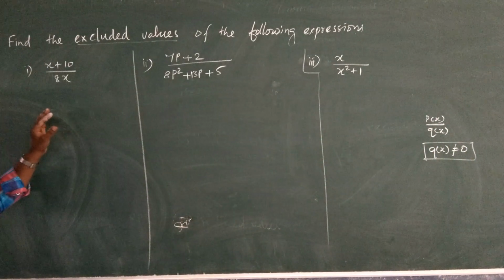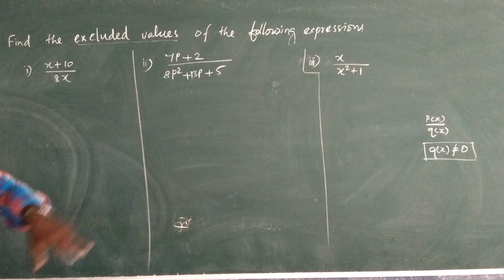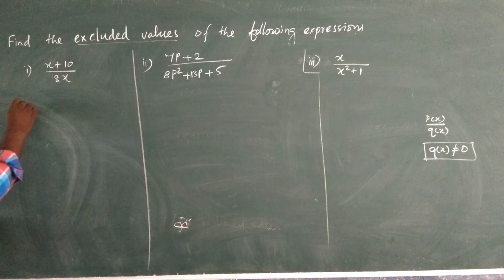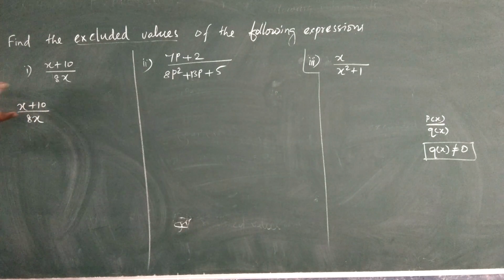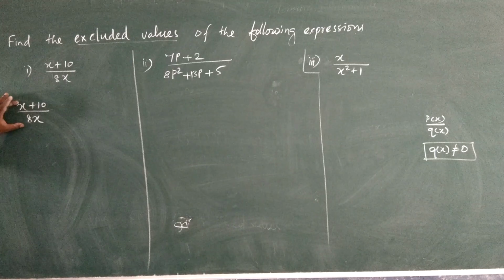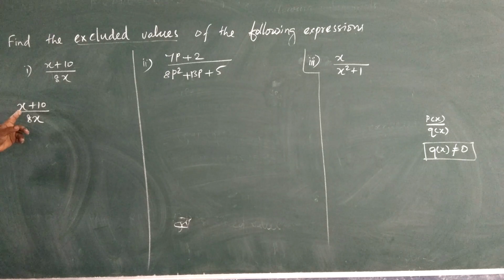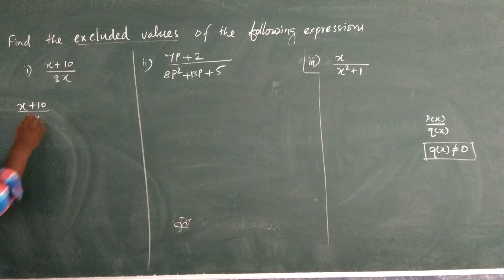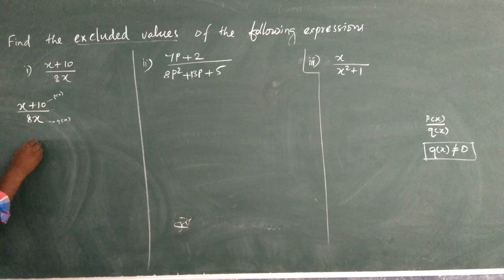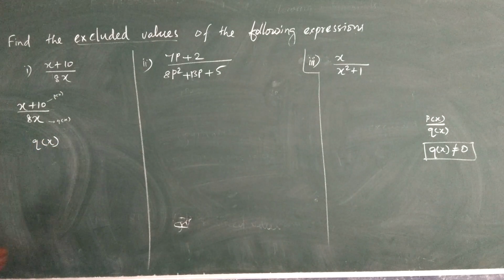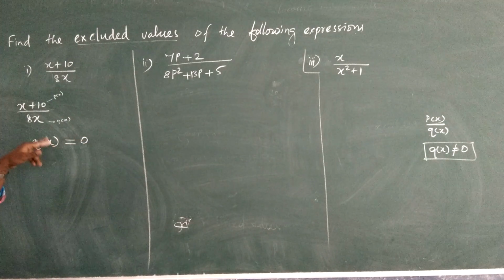So the value which is making q of x 0 is excluded value. So you can look here, x plus 10 by 8x. First we have to write the given polynomial. Then we have to check whether it can be simplified or not. Here we cannot factorize and simplify. So what is the denominator? This is p of x and this is q of x. So q of x not equal to 0. So if q of x is 0, that value will be excluded value.